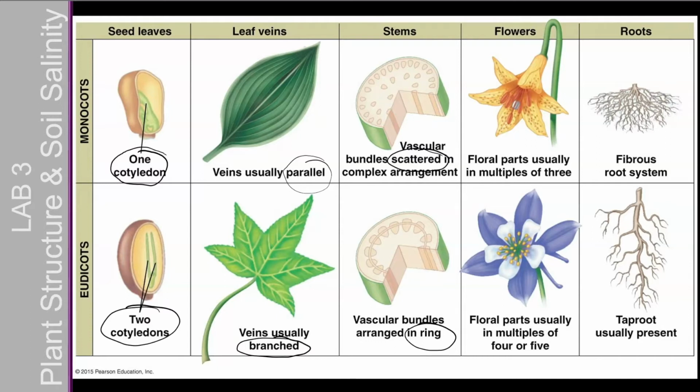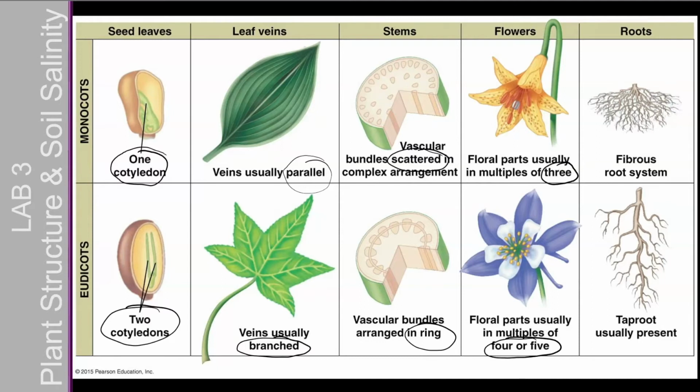For the flowers, if you happen to be out in the spring looking at a plant, you can also tell the difference between monocots and eudicots by the number of flower parts. They're either going to be in multiples of 3, or multiples of 4 and 5. There are a couple of examples today.